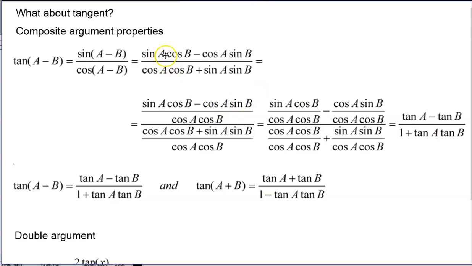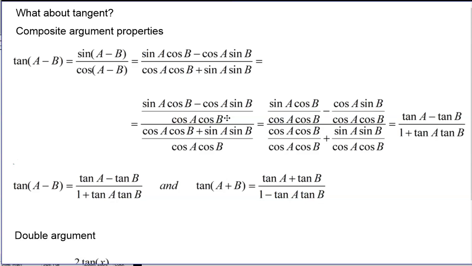Now, I want to turn these into tangents. So to turn these into tangents, I'm going to add a division. Basically, I'm going to divide the numerator and the denominator by the same thing, which is cosine A, cosine B. Why cosine A, cosine B? Because some mathematician a while ago decided that was a clever thing to do, and it ended up nicely.